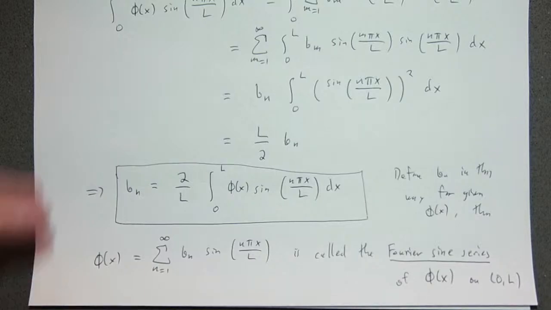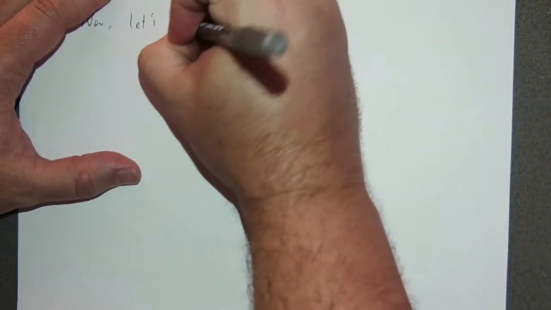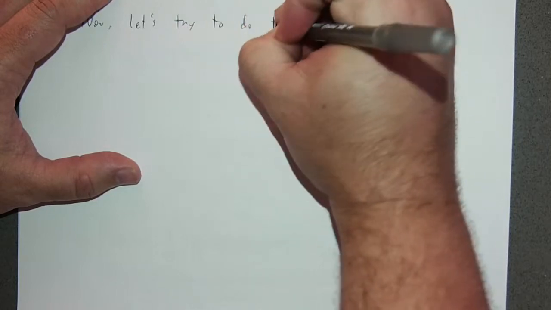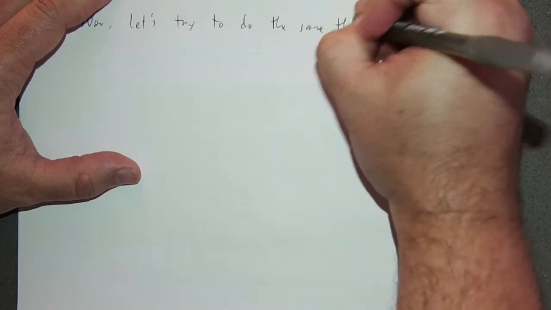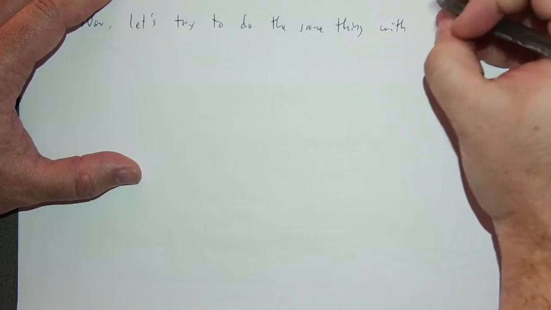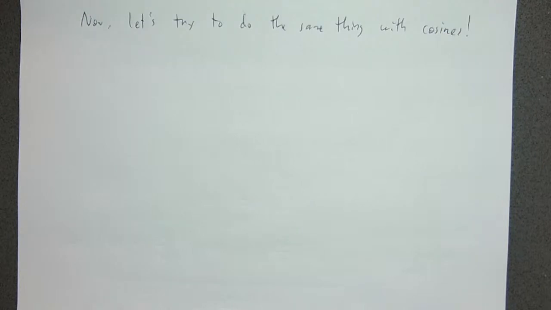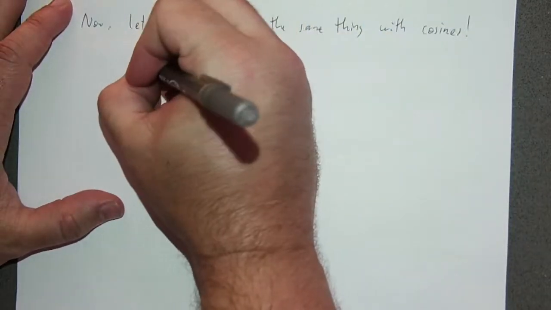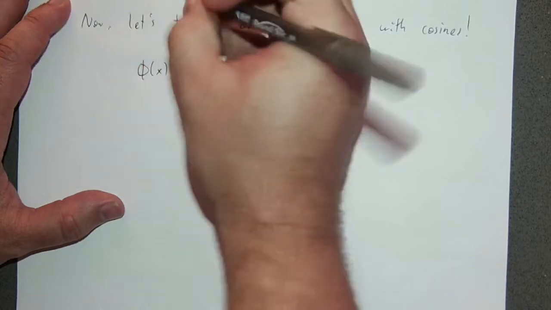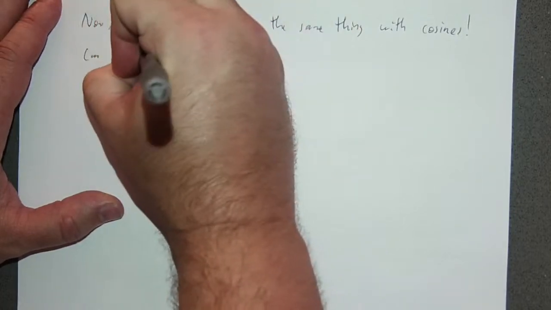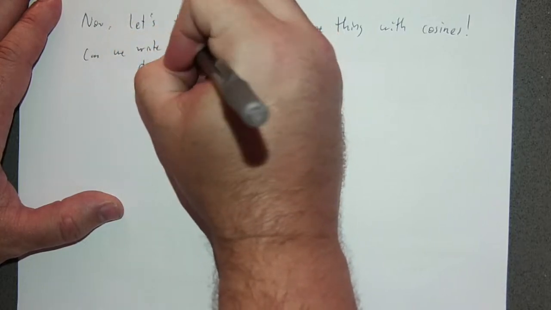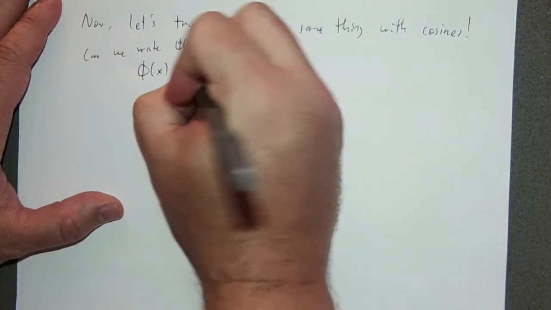Okay. Well, let's do the same thing with cosines, right? So now let's try to do the same thing with cosines. Okay, so let's ask, can we write phi of x as the following?